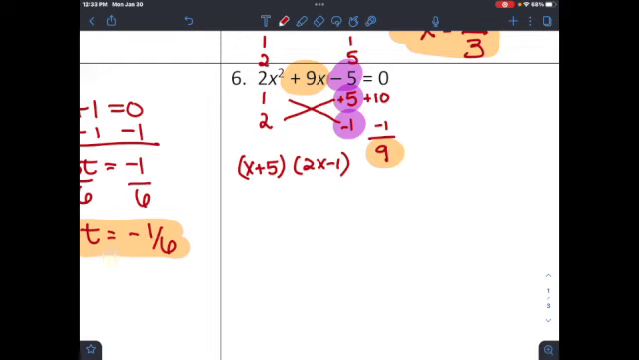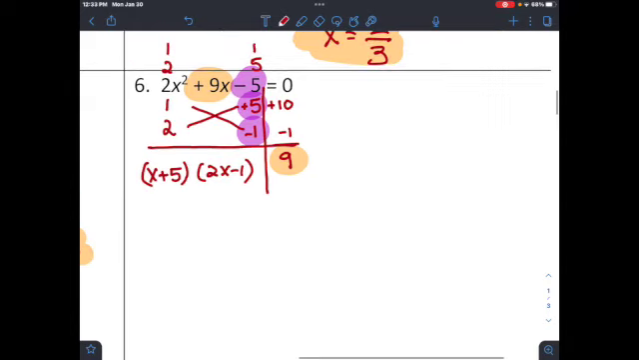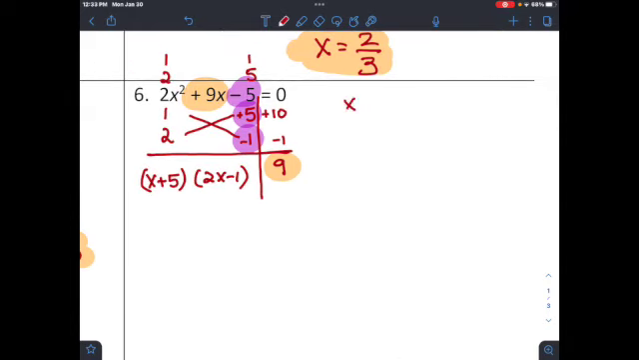When you finish writing it, you can draw this if it makes you feel better, so you don't get confused. You need to set your little baby equations. Your little baby equations are going to be x plus 5 equals 0, and then 2x minus 1 equals 0. Then you do minus 5 on both sides for the first one. x equals negative 5. Solve it separately.